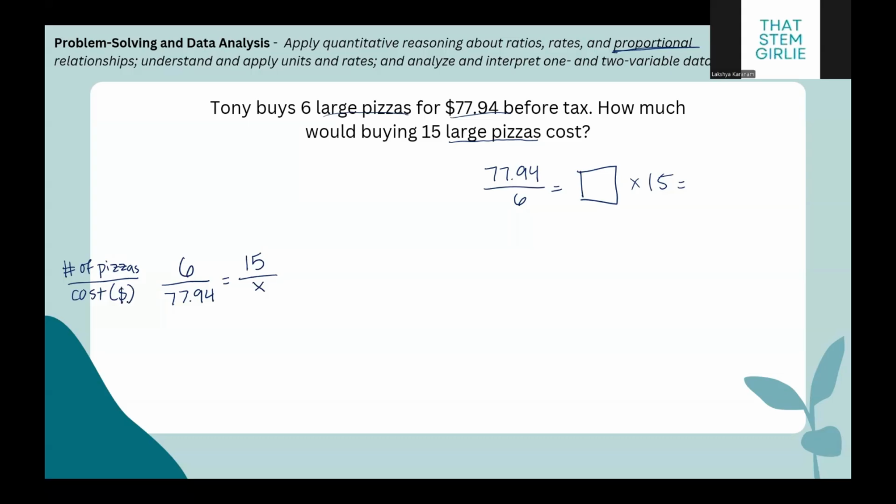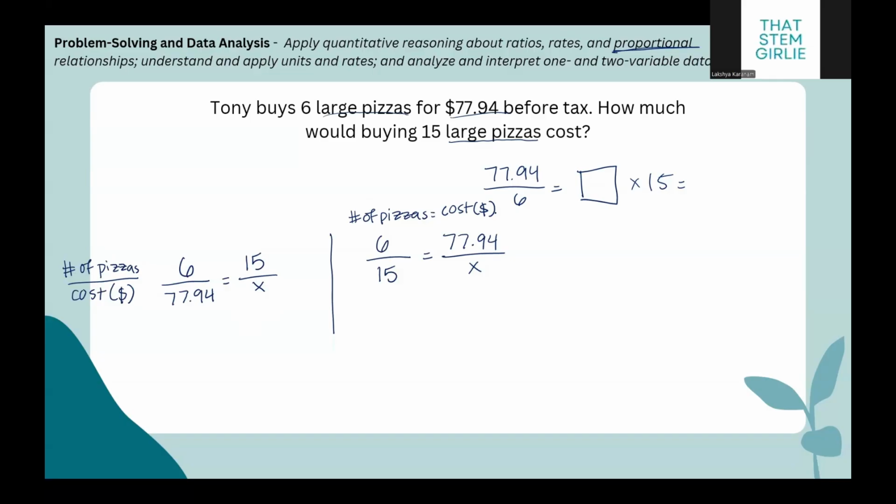Now there is another way that you could have set this proportion up as well, as long as you're keeping it consistent. You could say that we have 6 pizzas and those 6 pizzas are $77.94, and now I have 15 pizzas and I want to find how much that's going to be. In this case, the consistency you're keeping is left versus right. So on the left, you're going to keep the number of pizzas and on the right, you're going to keep the cost of those pizzas. So these are 2 different ways of setting up the same problem. As long as you're keeping it consistent, that is all that matters.